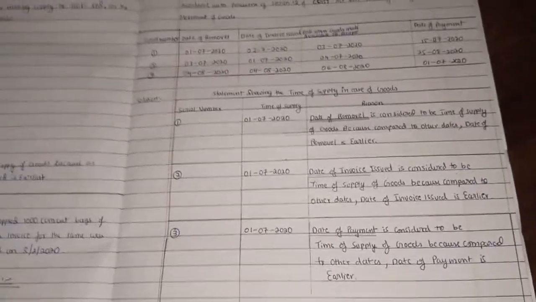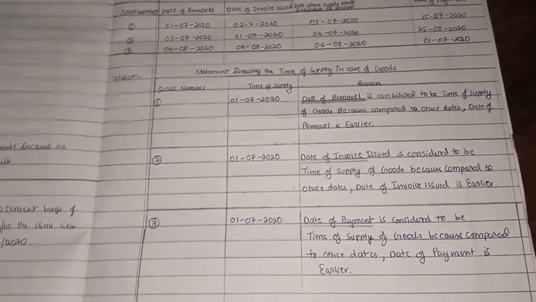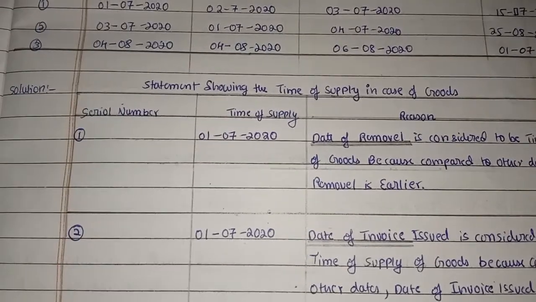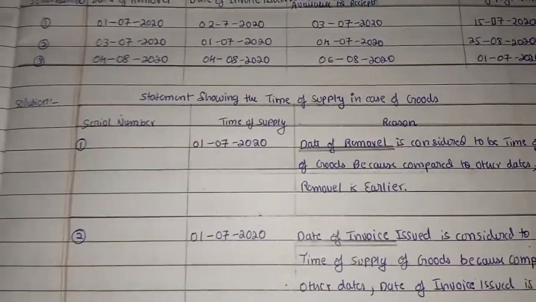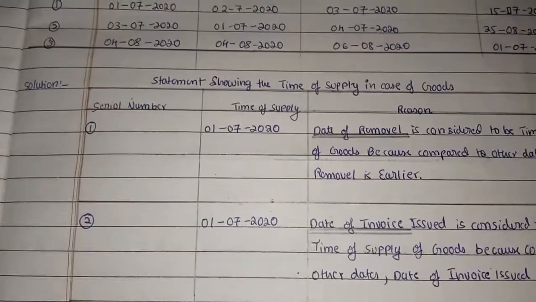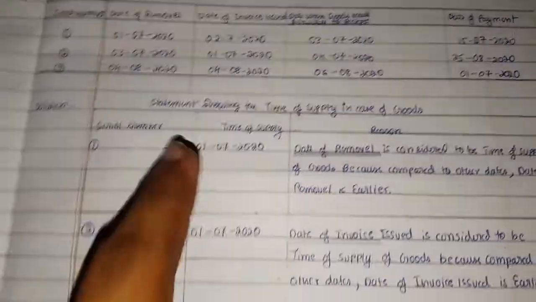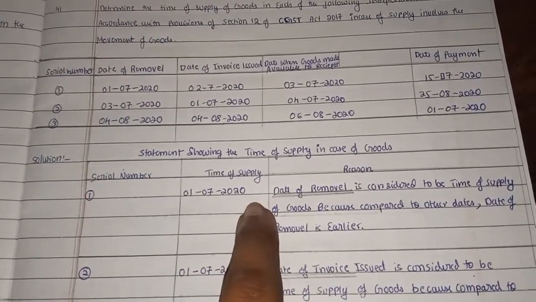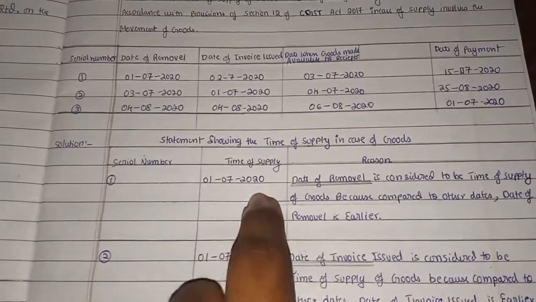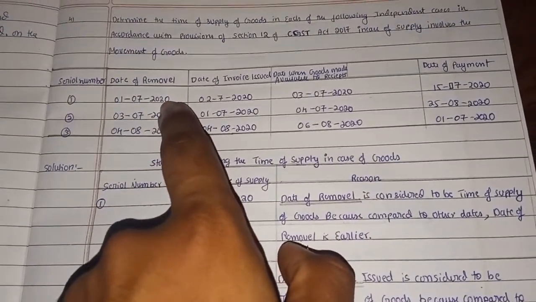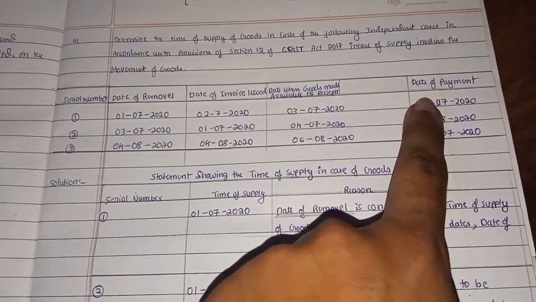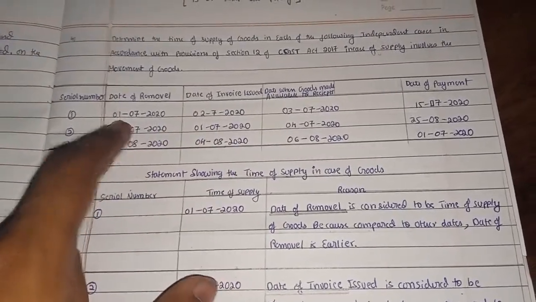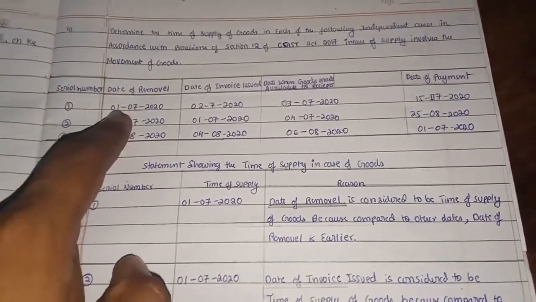Put the heading solution: statement showing the time of supply in case of goods. Serial number 1, time of supply is 1/7/2020. Why is it 1/7/2020? See, when I observe the first column, these first four dates, I easily came to know that 1/7/2020 is the earliest date.